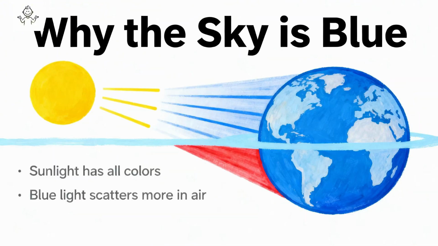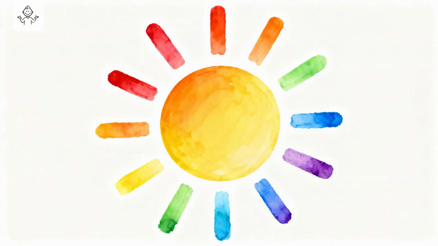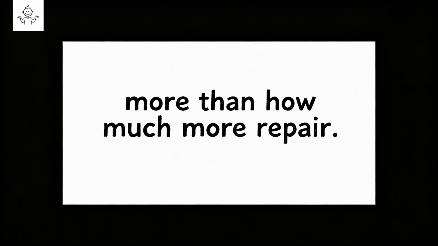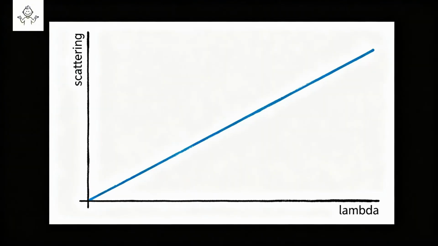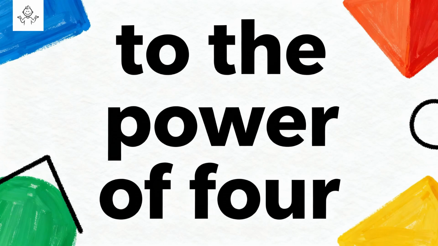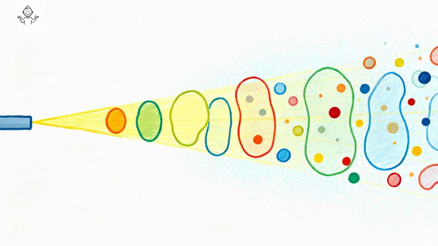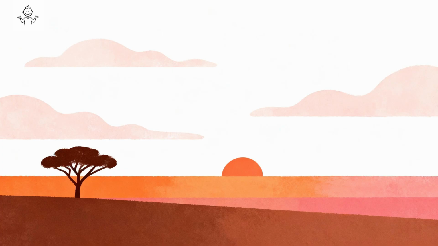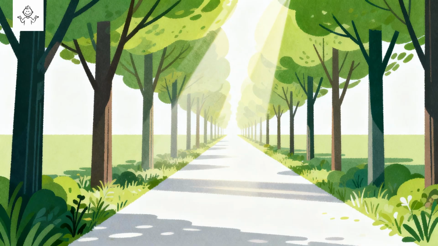Case study: why the sky is blue in 90 seconds. Teach: sunlight is a mix of colors. Air molecules bounce blue light more than red. Rayleigh scattering, so the sky looks blue from scattered blue arriving from every direction. Gap: more than, how much more? Repair: scattering is proportional to 1 over lambda to the power of 4. Shorter wavelengths scatter way more. Retell: blue scatters about 10 times as much as red. Prediction: at sunset, sunlight passes a longer path. Blue scatters away, leaving red and orange behind.